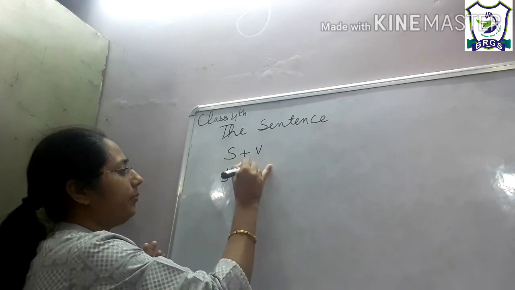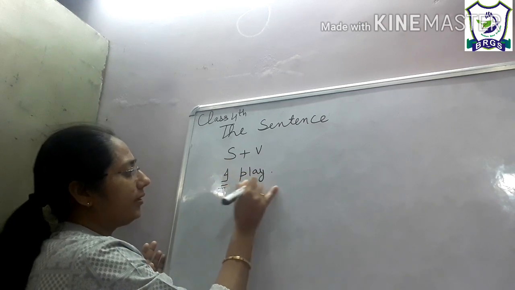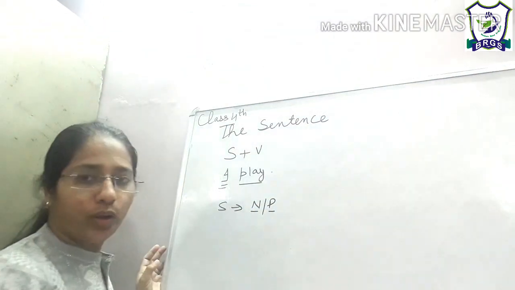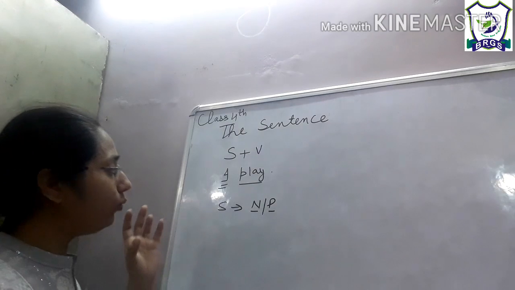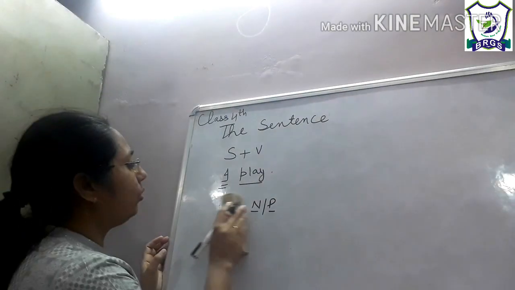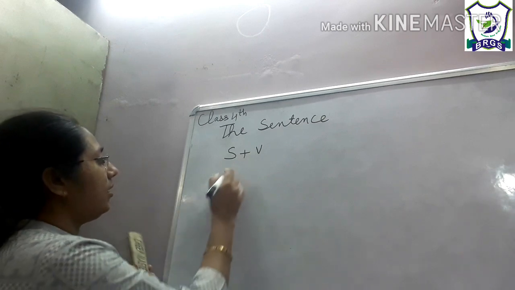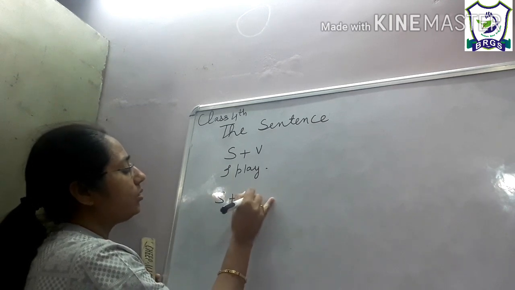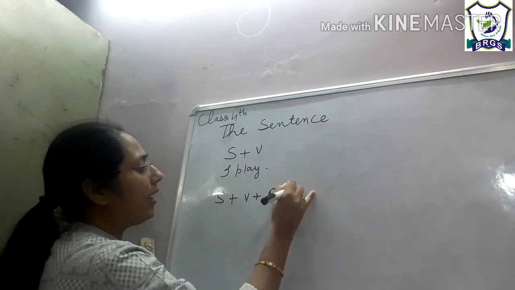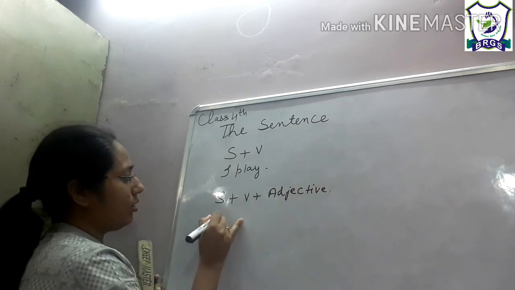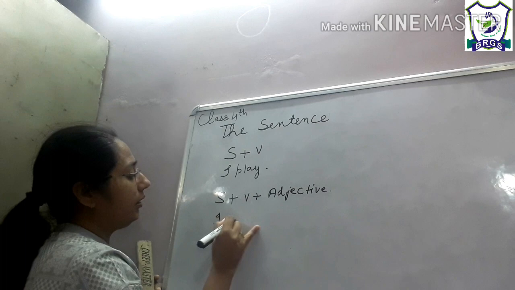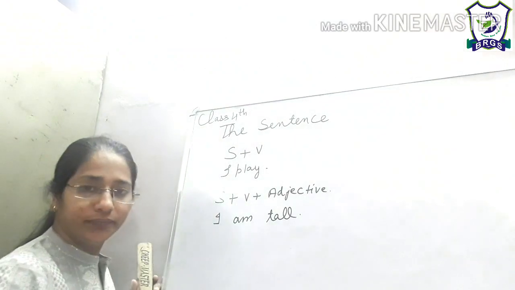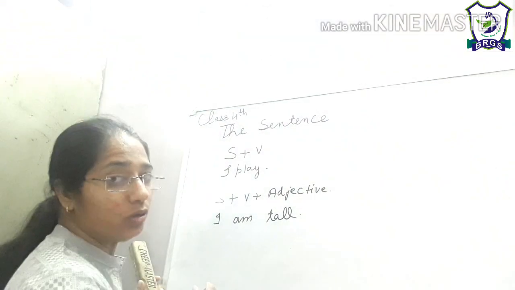So if I say I play, now it is the subject, and what is subject? The role of subject is played by noun or pronoun in English, the doer of the action, about whom we are talking in the sentence, right? So simply I can make I play, or I can write subject plus verb plus adjective. Different parts of speech we use to construct sentences. So subject will be I, verb will be am, adjective tall, right?